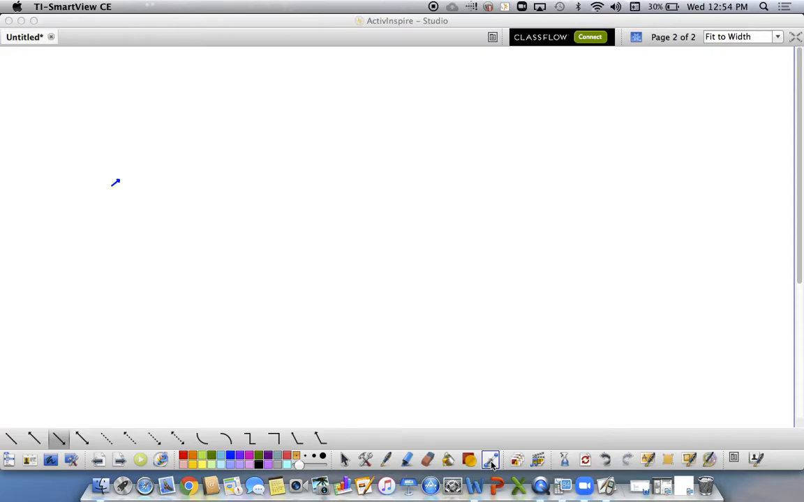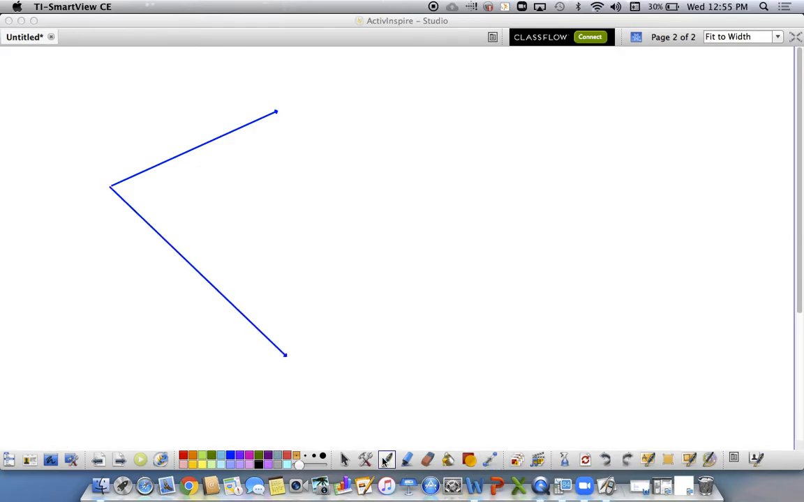Two forces of 32 and 48 newtons act on a point in the plane. If the angle between the forces is 76 degrees, find the magnitude of the resultant vector. Okay, so I'm going to draw my vectors. I've got a 32, and then I've got one that's longer, it's 48. The angle between them is 76 degrees. What is the magnitude of the resultant vector?